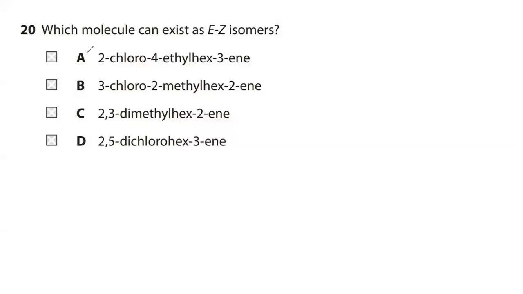Now, let's start with molecule A. I have 2-chloro-4-ethylhex-3-ene. What does that mean? Well, let's break it down. Let's start with the backbone. The backbone here is hexene, which means that I have 6 carbons in the back chain because of the hex part, and there's a double bond on the 3rd carbon.